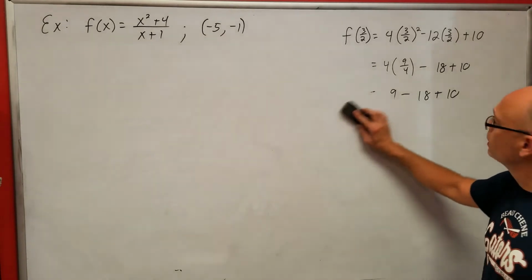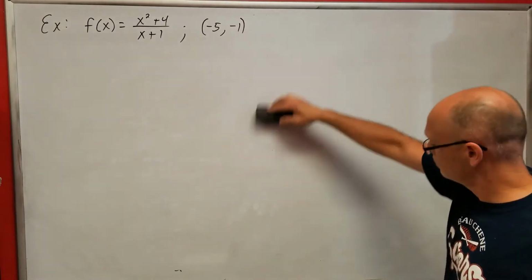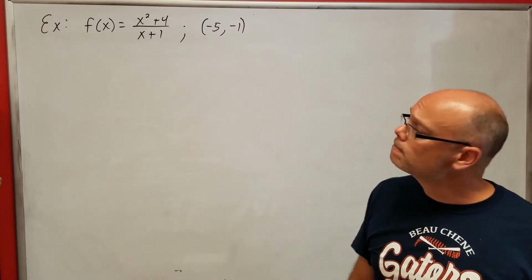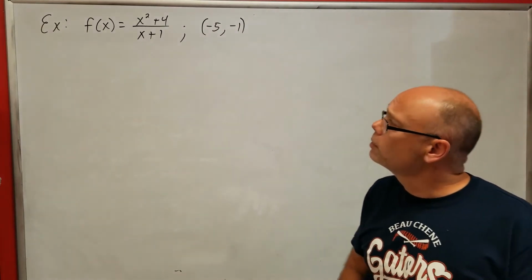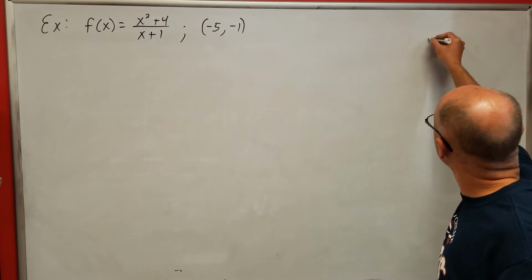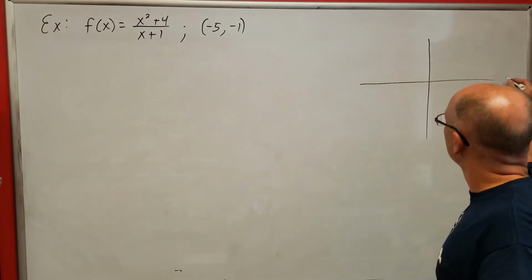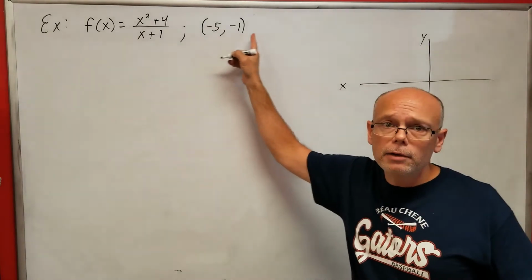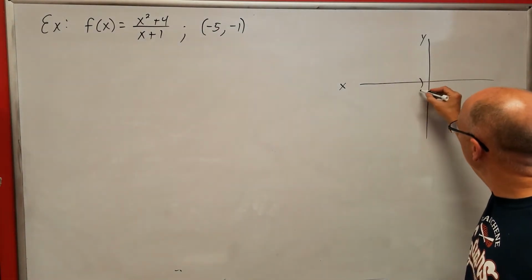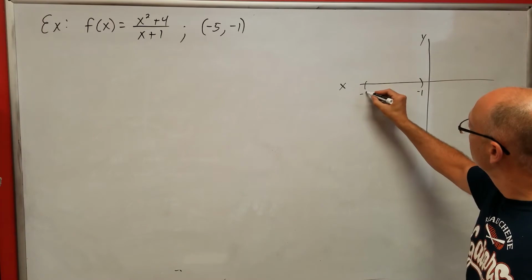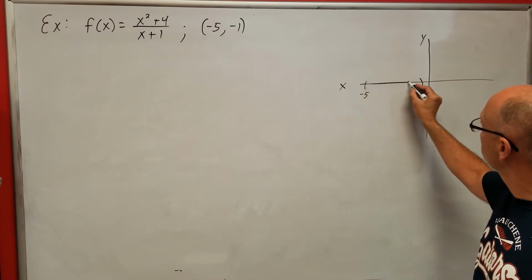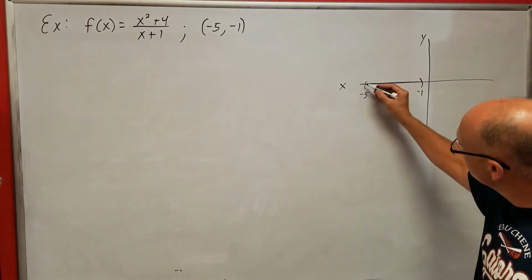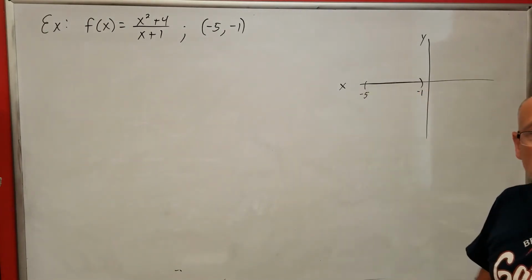Now, how do I know that this is an open interval? Well, because of the parentheses instead of brackets here. So what we're really doing is looking at a coordinate plane, and we're looking between -5 and -1 in this area right here for any absolute extrema, but not including -5, not including -1.